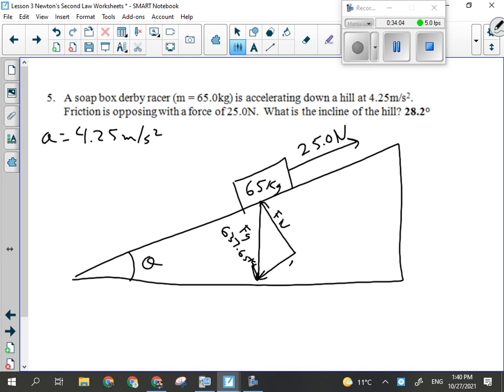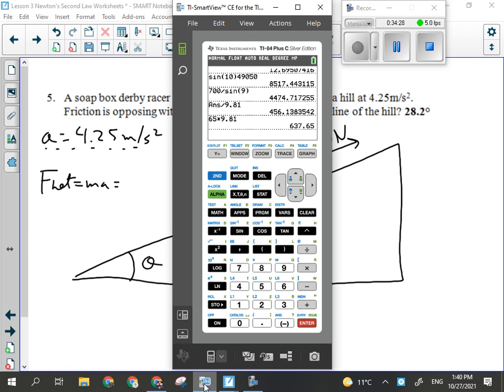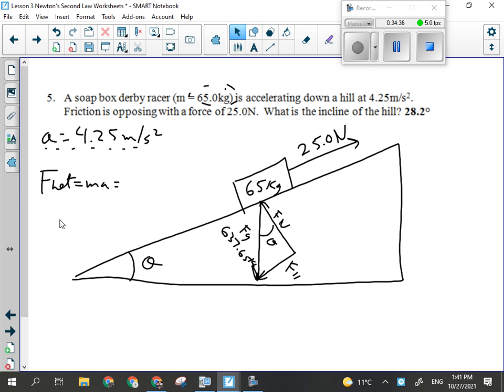That side's normal force, but I won't need it. But I do need this side, F parallel, and this obviously isn't something I know. So what do I do next? What can I use this and this to get? Net. F net equals m times a. So that's the next thing I should find. 65 times 4.25, so my net force is 276.25. What's the other way to calculate net force?